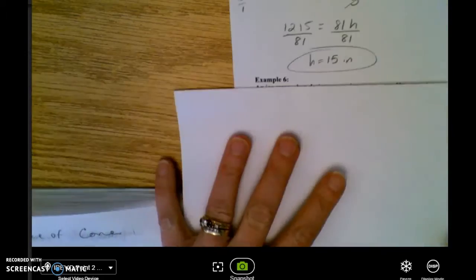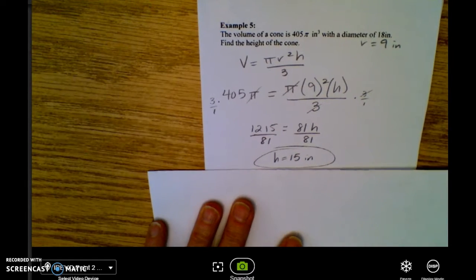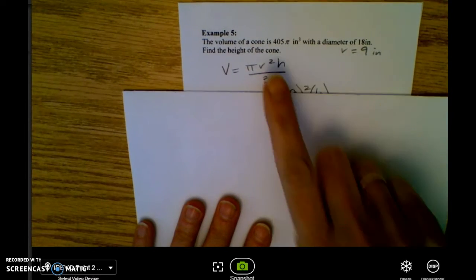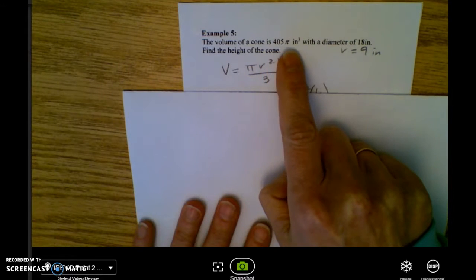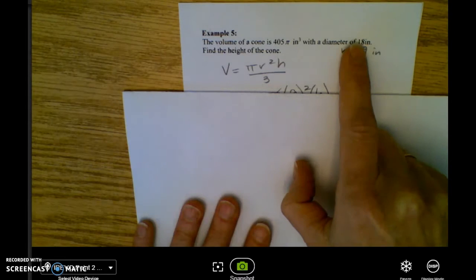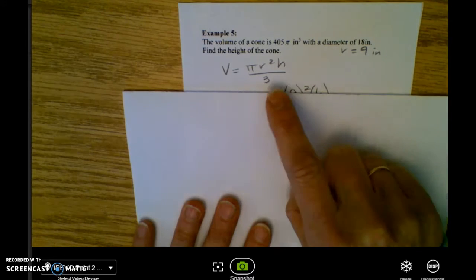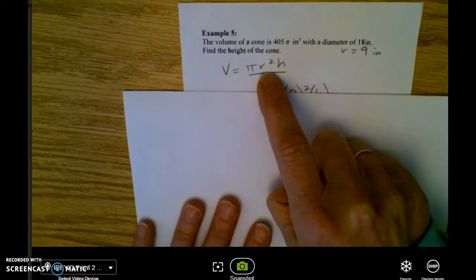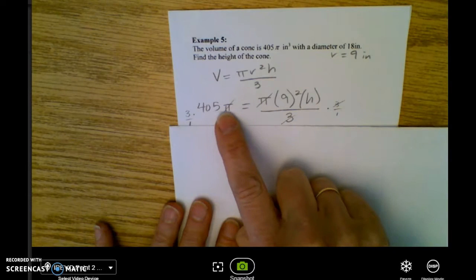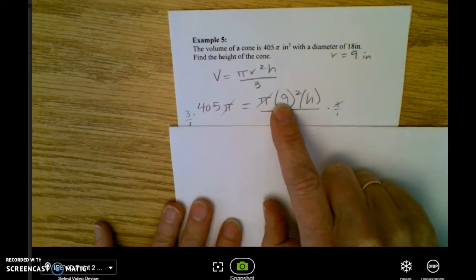Now, on the back of your second piece that's going to go into your notebook, we have a couple more challenging problems. And this challenging problem gives us the volume of a cone, 405 pi. We also have the diameter of 18 inches. So right away you know that if we take our diameter and we cut it in half, you're going to have your radius of 9 inches. If we plug in what we know about this question, we have to plug in the fact that we have the volume. So the volume, 405 pi, you can see is substituted here. The formula, pi, stays there. The radius gets plugged in.